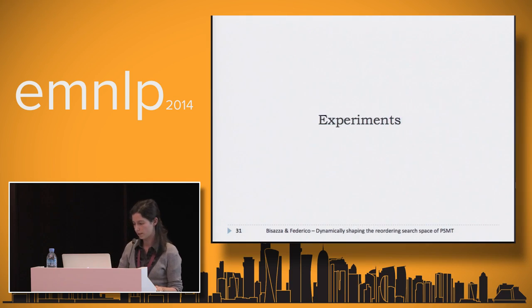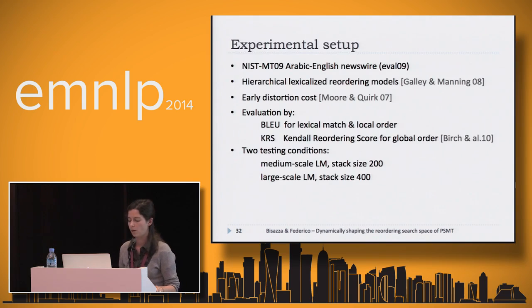Okay, so now let's look at the experiments. We have tested our approach on the NIST-MT09 Eval 09 Newswire benchmark for Arabic-English. All our systems include the state-of-the-art hierarchical lexicalized reordering models, and we also include in the baseline the so-called early distortion cost, which was proposed by Moore and Quirk 2007, because this turns out to be important to maintain good performance with high distortion limit.